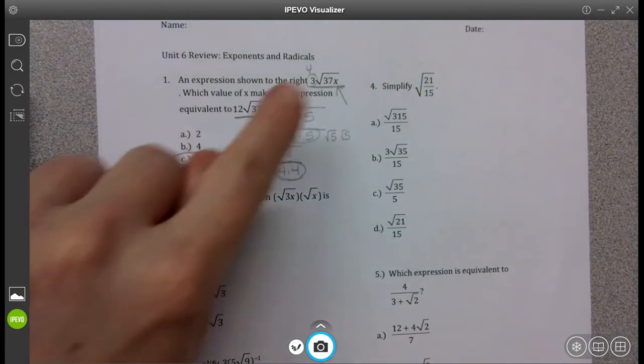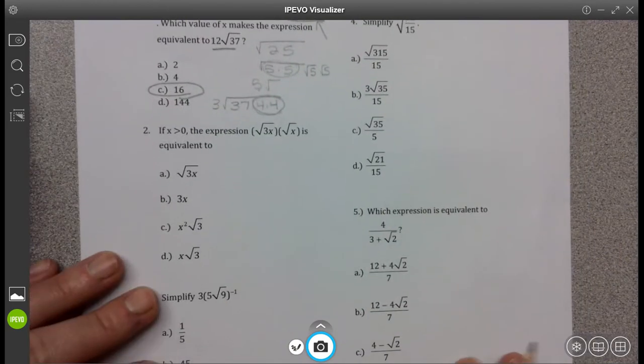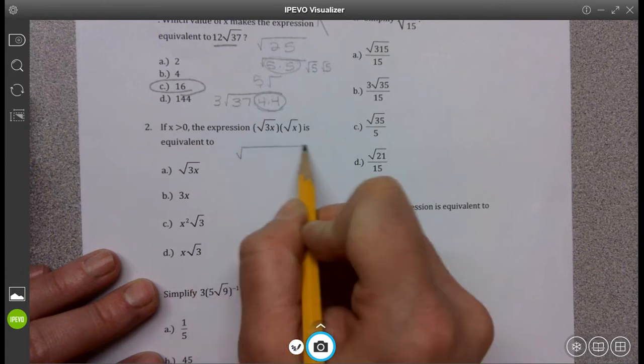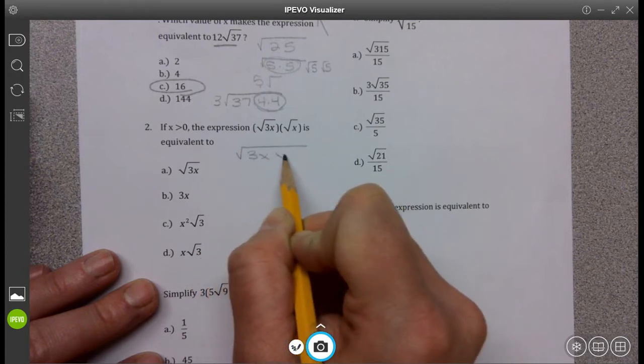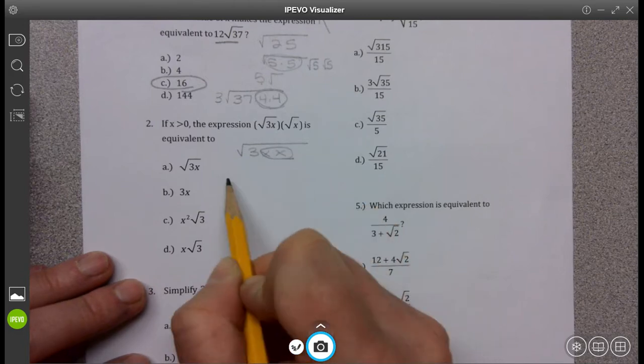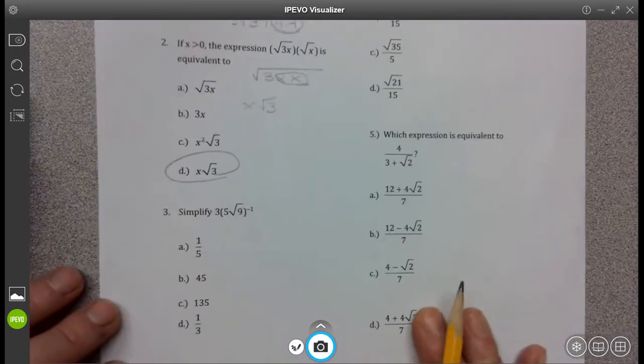Or you could have just substituted every number in there, and which one would have given you the same decimal. You could have tried that. Here, if x is greater than 0, or just positive, what is this? Well, they're all being multiplied, so you can put them all under the radical. When you have a pair, you're bringing it out. So your answer is D.